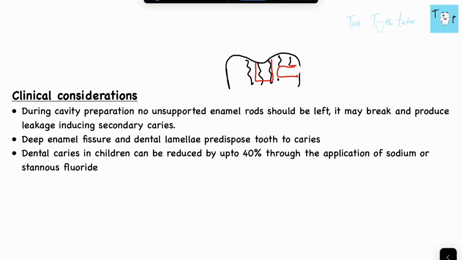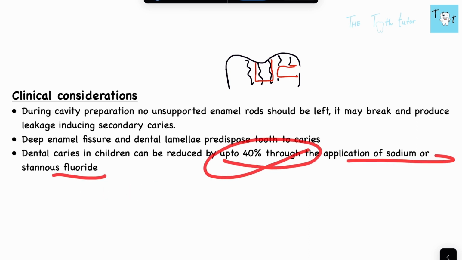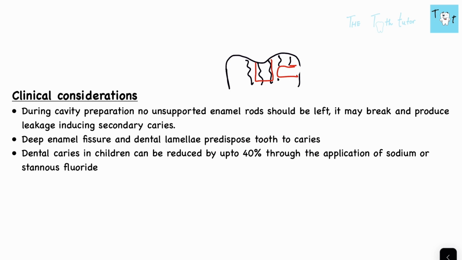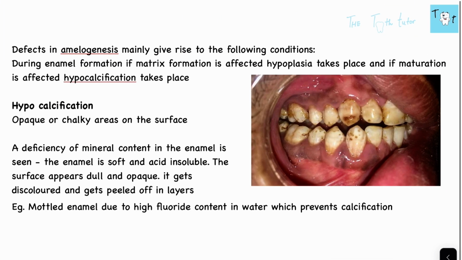and it causes caries. Dental caries in children can be reduced up to 40% through the application of sodium or stannous fluoride. So we all know that fluoride reduces the caries. So sodium or stannous fluoride can reduce caries up to 40%. Okay. Now, moving on to clinical consideration in amelogenesis.